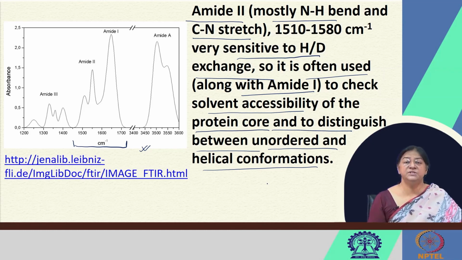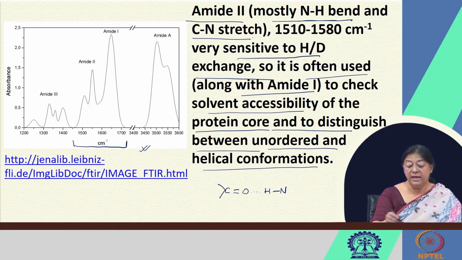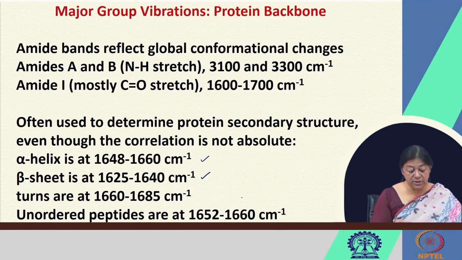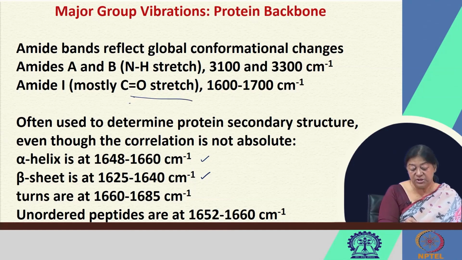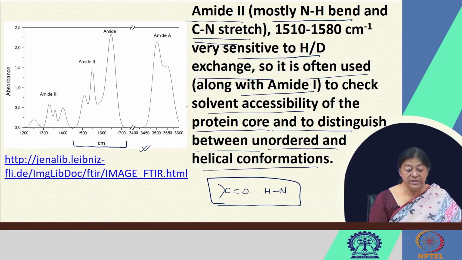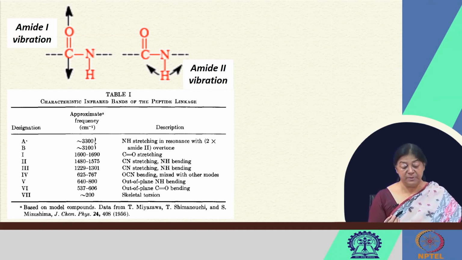So, this information is important because we are now looking at a C double bond O. We have the stretching that could be important here, and for the amide 2 we have NH bending and CN stretching, and the amide 1 will give us, as we saw here, the CO stretch, that is important. So, this information provides us with information about the specific type of secondary structures that may be present.